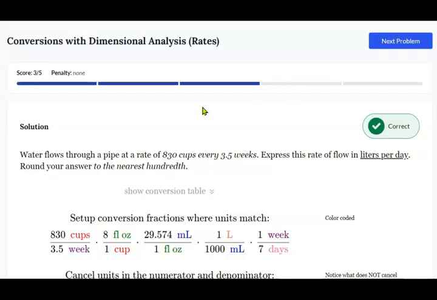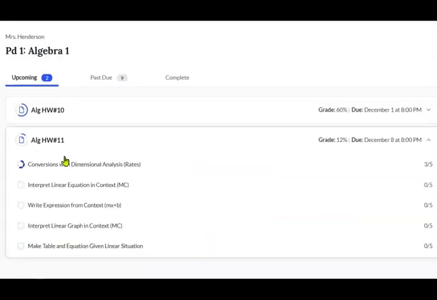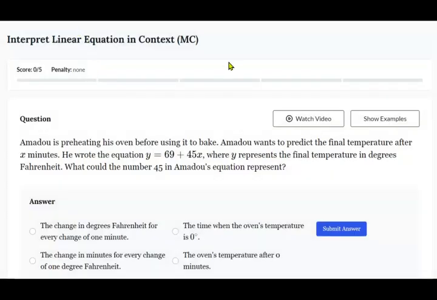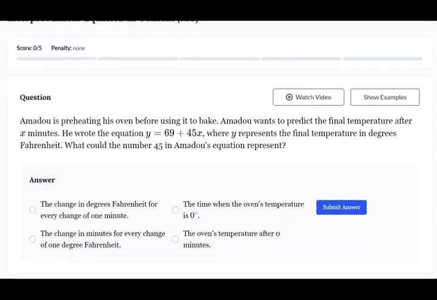All right. Now we're going to move to the next topic here, which will be interpret linear equations in context multiple choice. All right, let's take a look at this question. Amadou is preheating his oven before using it to bake. Amadou wants to predict the final temperature after x minutes. He wrote the equation y equals 69 plus 45x, where y represents the final temperature in degrees Fahrenheit. What could the number 45 in Amadou's equation represent?